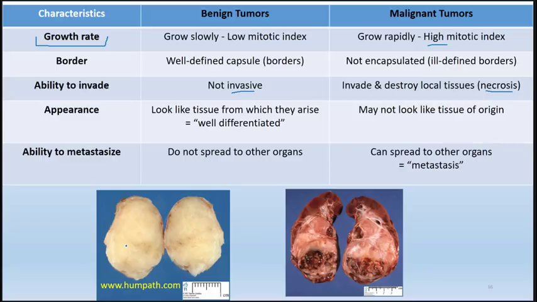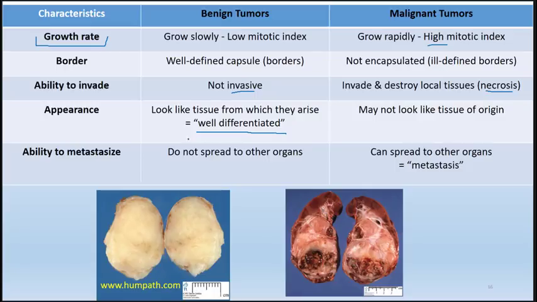In terms of appearance, looking at benign tumors, they generally look like the tissue from which they arise, and we'll look at an image of that shortly, or at some point in the term, where they look very similar to the tissue that they came from. So if it's a benign tumor of skeletal muscle, for example, the benign tumor tends to look very similar to that skeletal muscle, but still different. But benign tumors are considered well differentiated.